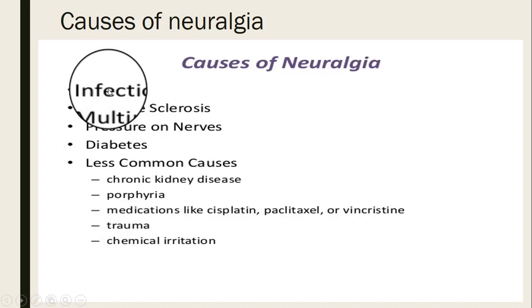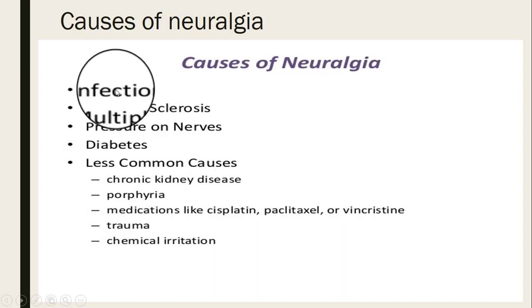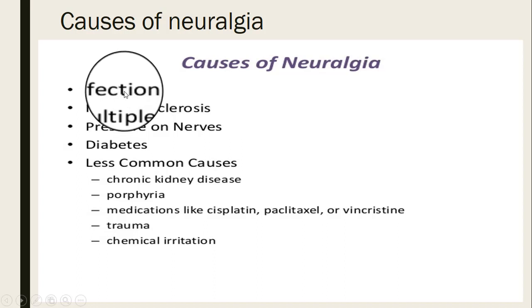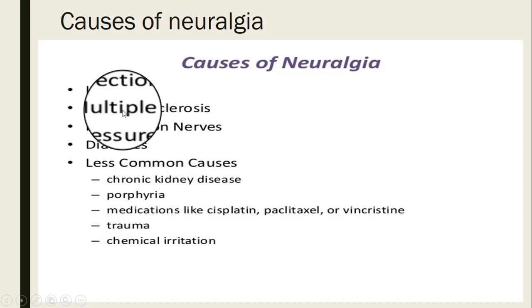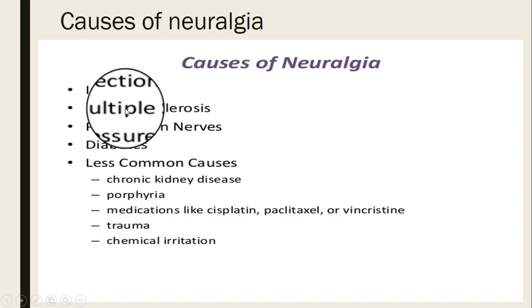An infection in a specific part of the body may also affect a nearby nerve. For example, if you have an infection in a tooth, it may affect the nerve and cause pain. Now the second cause of neuralgia is multiple sclerosis. So multiple sclerosis is a disease which is caused by deterioration of the nerve's protective covering.